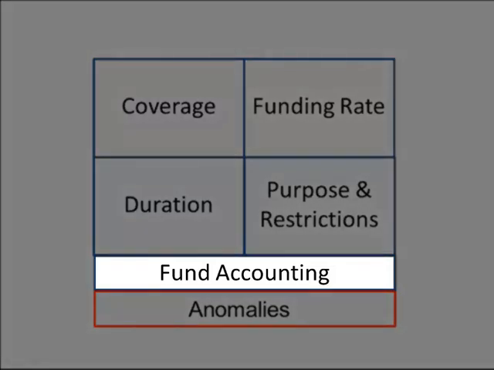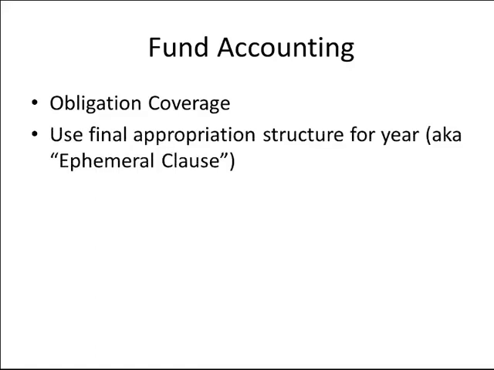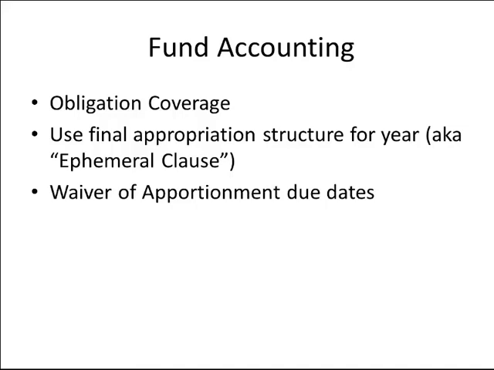Block number 5, the rules on fund accounting. There are 3 fairly standard boilerplate sections that tell us how to account for our funding under a CR. There's a section that ensures CR obligations are covered. There is a section that ensures the final appropriations structure shall be used from October 1 onward, the so-called ephemeral clause. And there is a section waiving apportionment due dates.